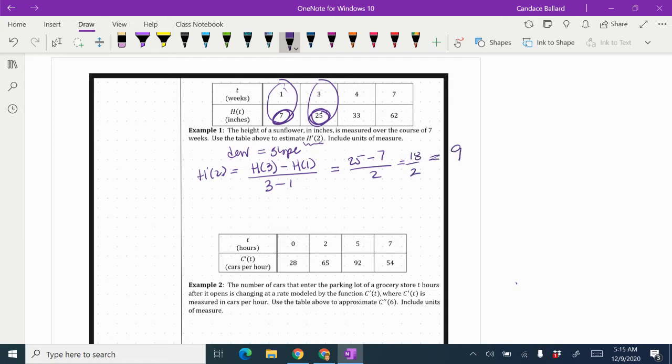And then I'm going to take the units of y, which is inches, over the units of x, which is weeks. Remember, the rows are going to work the same. Whatever's in the first row is going to act like x. Whatever's in the second row is going to act like y. So we would say inches per week.